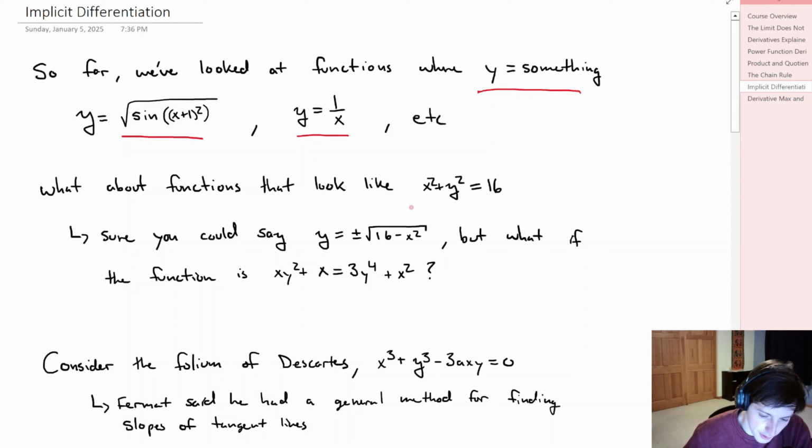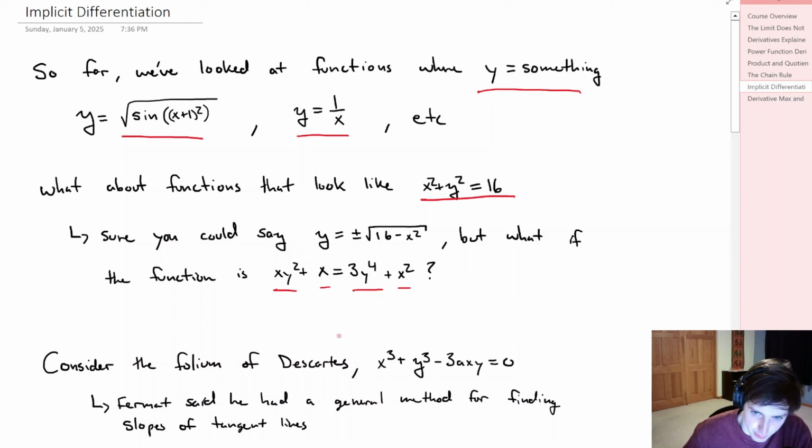But what about functions that look like this, where we have x squared plus y squared equals 16? And sure, maybe you could say that y is equal to plus or minus the square root of 16 minus x squared. But what if you have a function that you can't really decouple like that? Let's say we have x times y squared plus x, and let's say that's equal to 3y to the fourth plus x squared. How do we take the derivative of that? Or what are we even taking the derivative of?